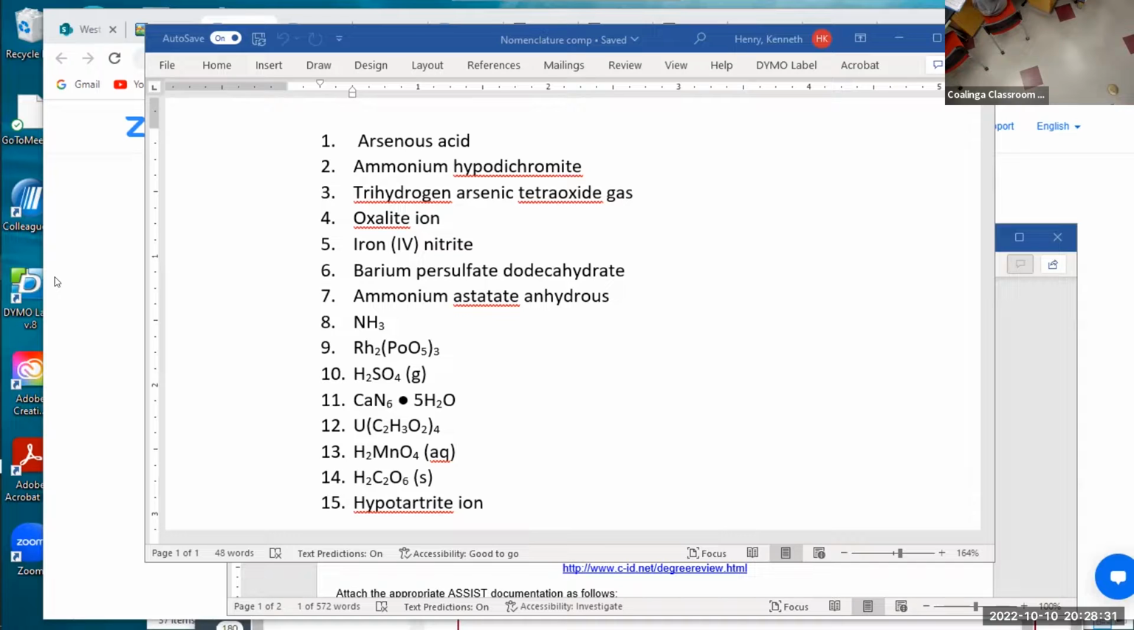Hey, green team is working hard there. Oxalate. Oxalate minus one. Jason, what number are you going to do? Okay. Oxalate. Oxalate.